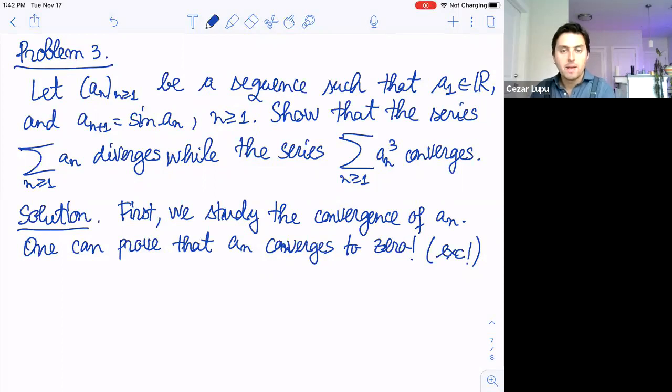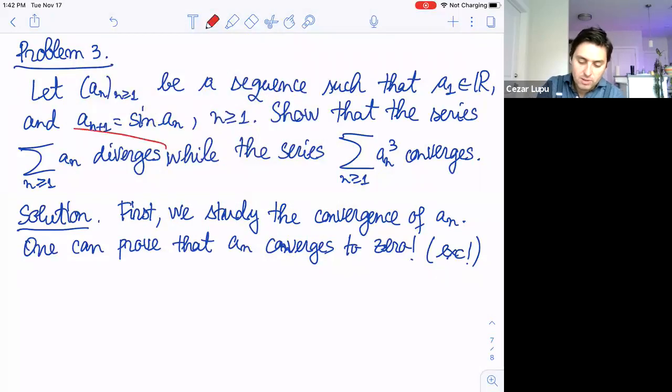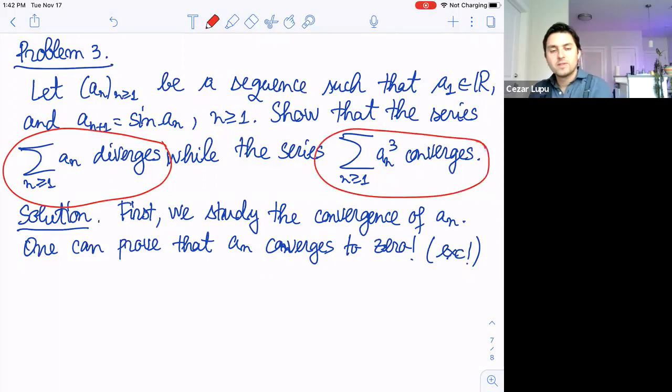Anyway, it's pretty straightforward. And now we would like to see something else, maybe because you see, if you look at these two series, this guy here and this guy here, when I raise an to the power 1, it's divergent. When an is raised to the power 3, it's convergent.